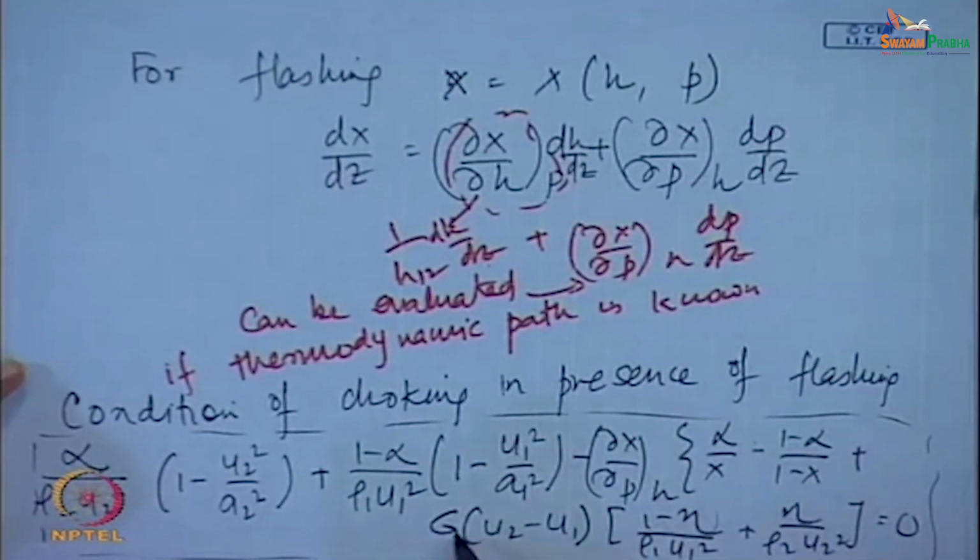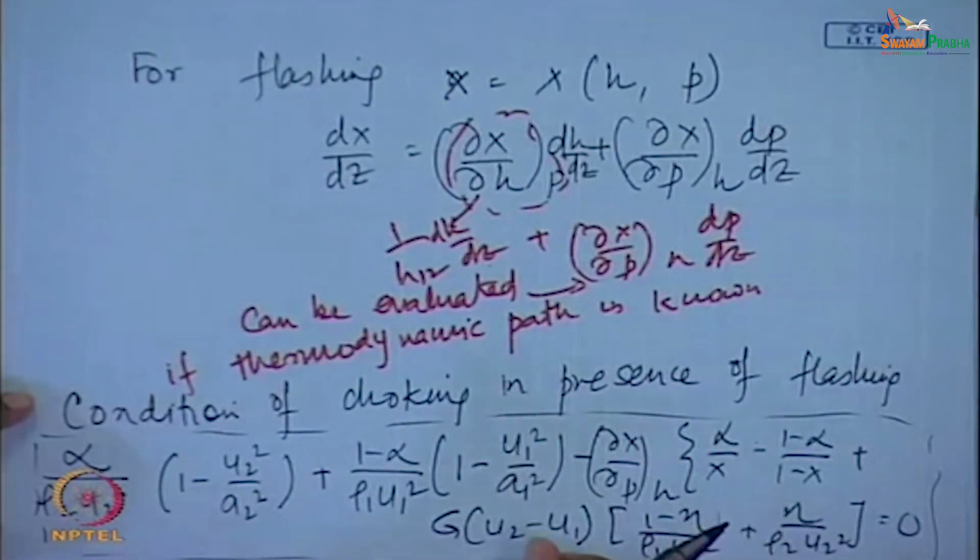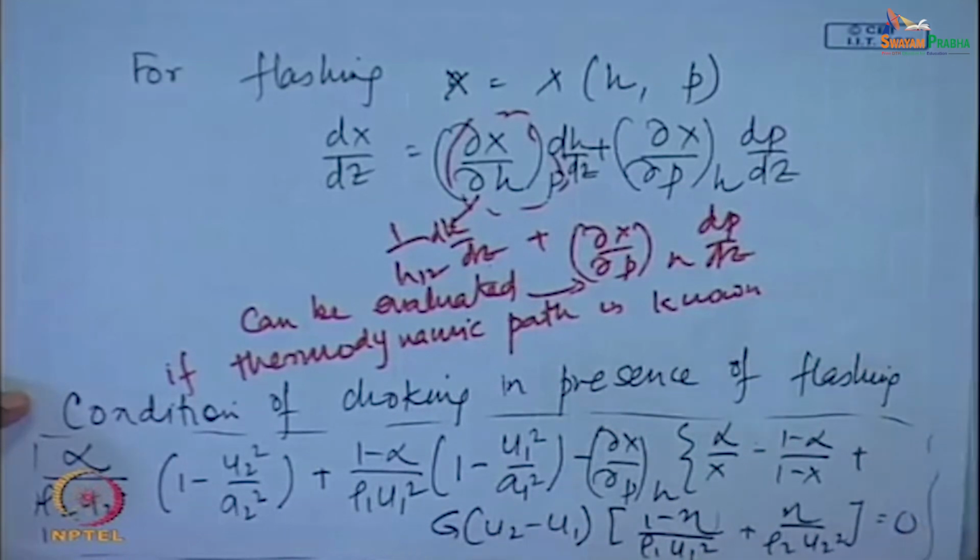Now, definitely G cannot be equal to 0, U2 cannot be equal to U1. So, therefore, what can happen? Only your rho 1 U1 square can be equal to rho 2 U2 square. Under that condition, 1 minus eta plus eta cancels out. Clear to all of you?